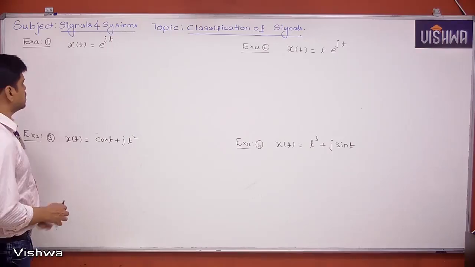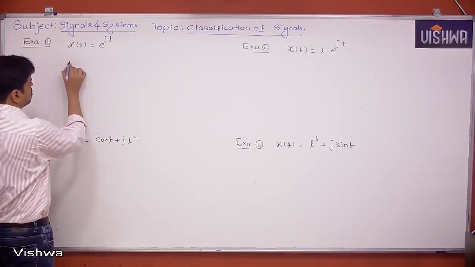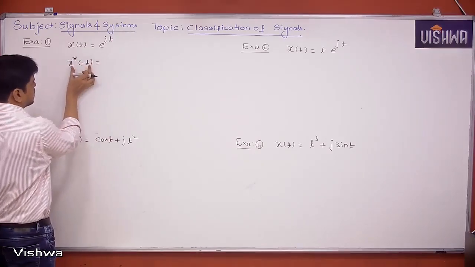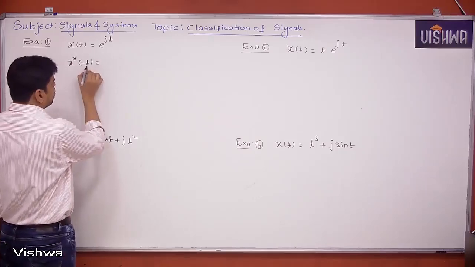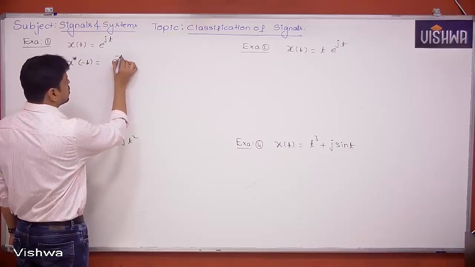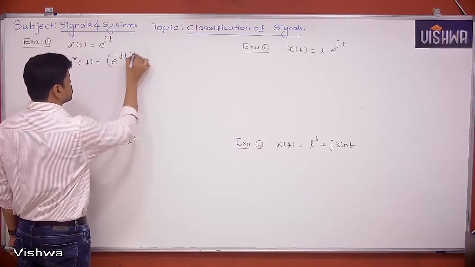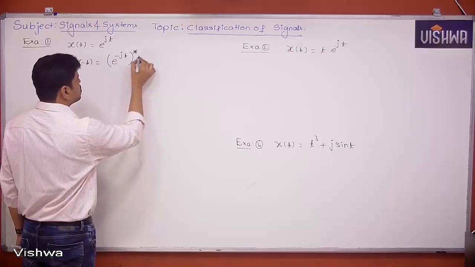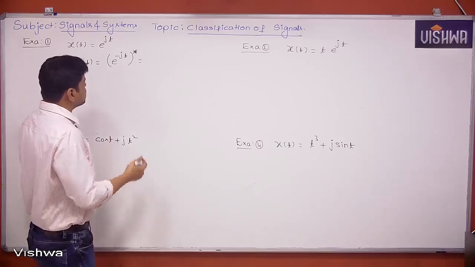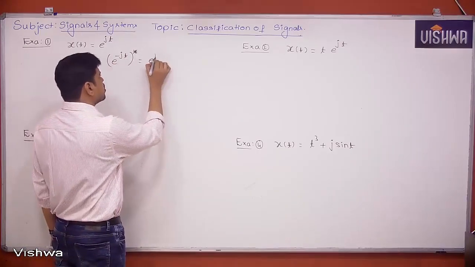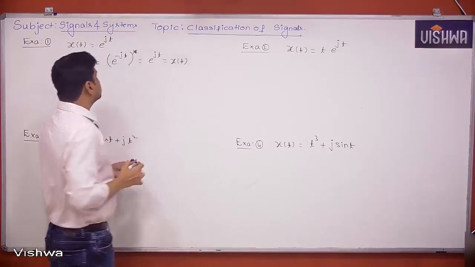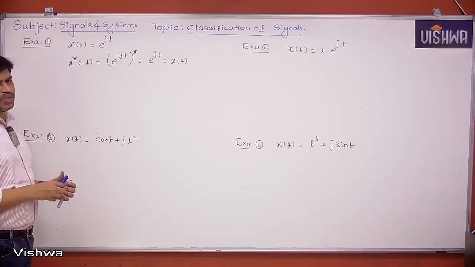Okay, listen carefully. Suppose x conjugate of minus t we have to check. First take x of minus t, then we will take conjugate. X of minus t means wherever t is there, that has to be replaced with minus t. That means e power minus jt whole conjugate. What is it going to give you? Conjugate means wherever j is there, that has to be replaced with minus j. So minus minus get cancelled, finally e power jt, which is nothing but x of t. So x conjugate of minus t is going to give you x of t.